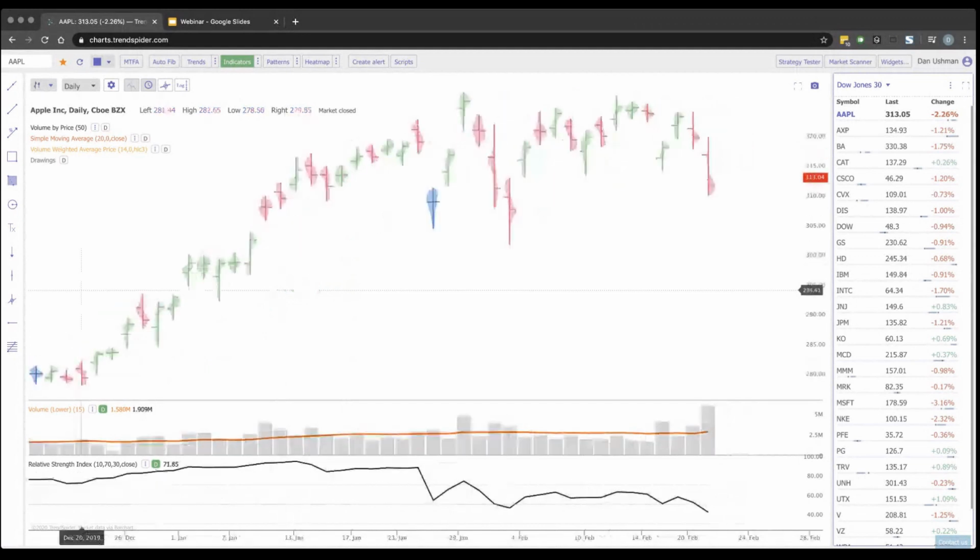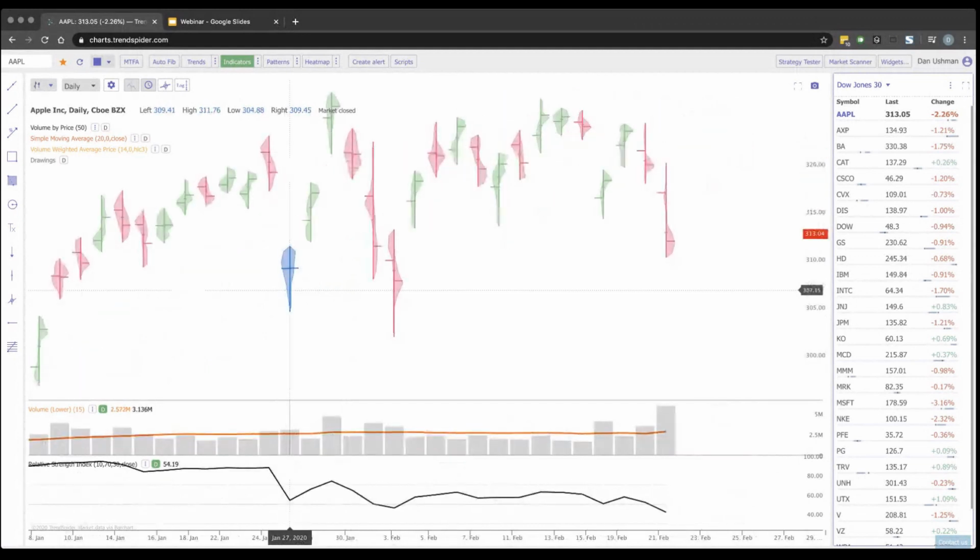But a raindrop is when you take a candle. So you take an entire day in this case for Apple, and you divide it in half. So the left side represents the first half of the day, and the right side represents the second half of the day. And I actually have a slide that I'll show you about this.